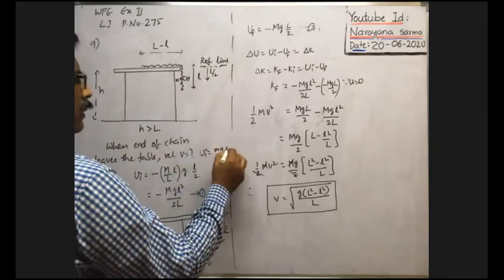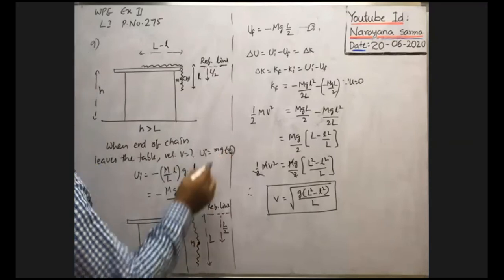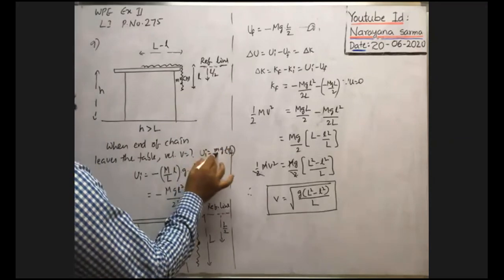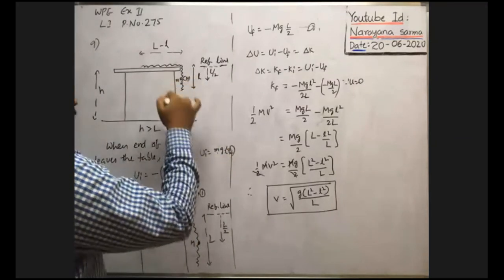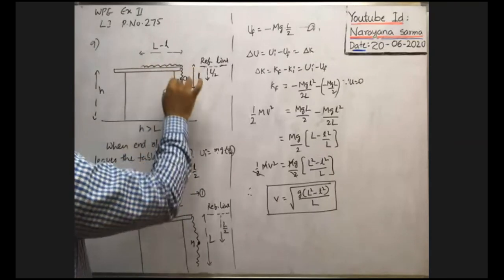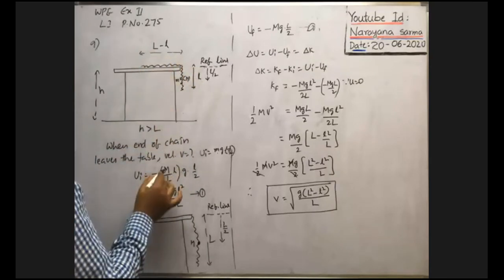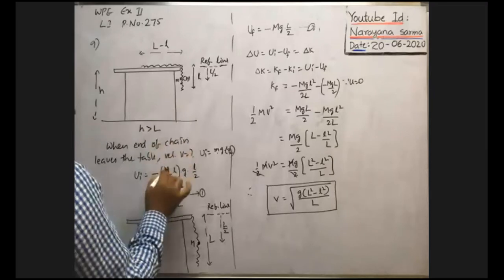That's why minus L by 2 we have to write. So minus mg into L by 2. What is m? Mass of the hanging part. What is the mass of the hanging part? The total mass of the chain having length L is a capital M. Then mass per unit length means M by L.